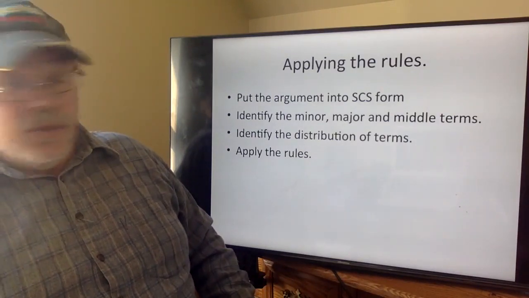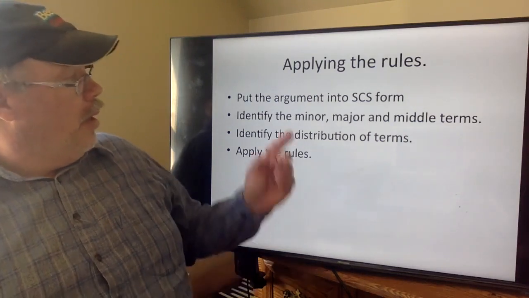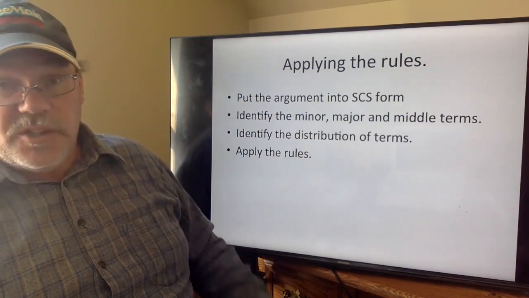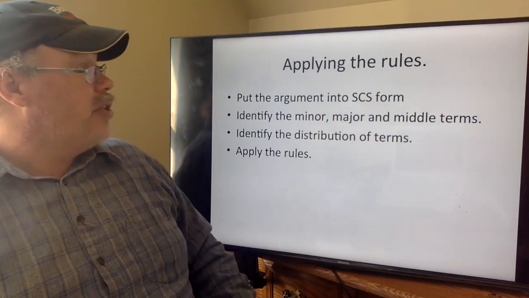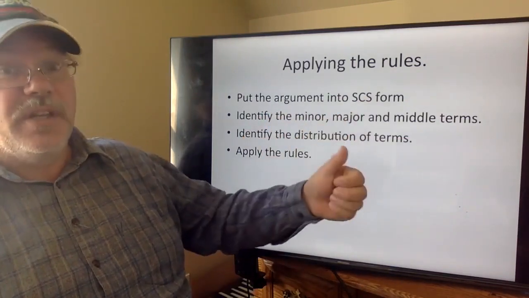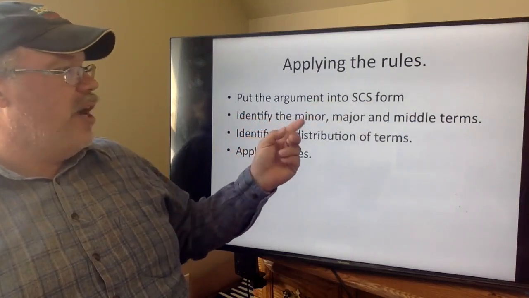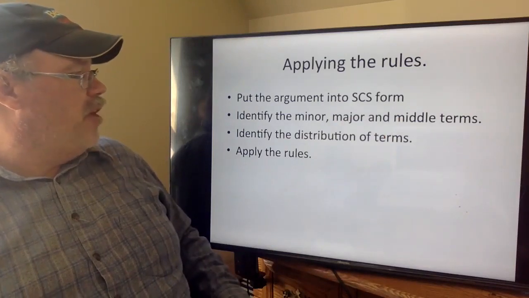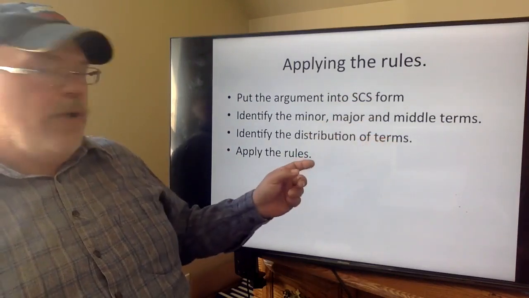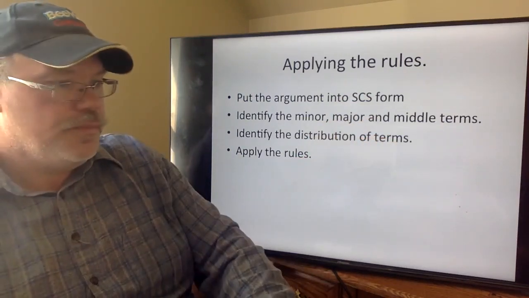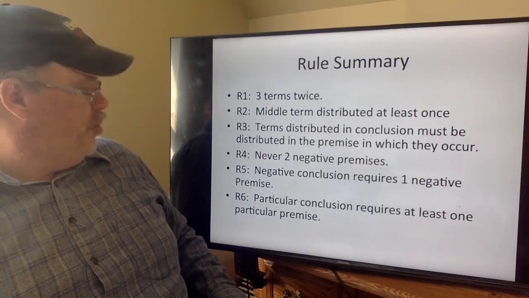Once we've got the rules, we can put the argument into form. Because let's face it, the arguments we're going to want to assess are not going to be cats and dogs. They're going to be ordinary language. And so we're going to have to first translate it into standard form, which we did in video 1. Then we've got to find these minor, major, and middle terms. Then we've got to identify the distribution of the terms. Once we've done that, then we can check our rules. And here's a quick summary, as briefly as possible, of the rules.